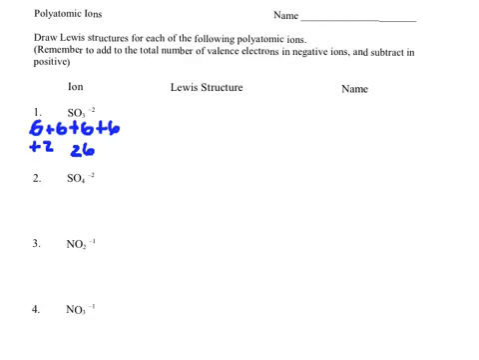So just like I did before, I'm going to put sulfur in the middle. I'm going to put the oxygen symmetrically around it. There's 1, there's 2, there's 3. I'm going to connect them to the center with single bonds. That's 2, 4, 6, 8, 10, 12, 14, 16, 18, 20, 22, 24, 26.